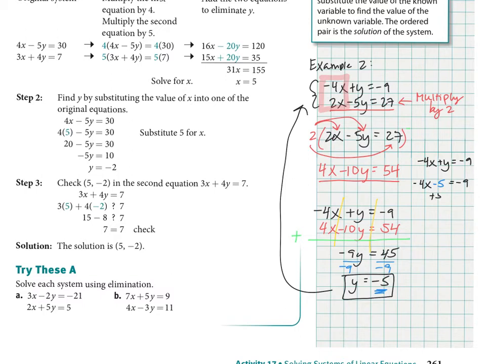Then we can go ahead and add 5 to both sides. So it's negative 4x equals negative 4. And then we divide by negative 4. So that way x equals 1. So we know our solution is going to be 1 and negative 5.